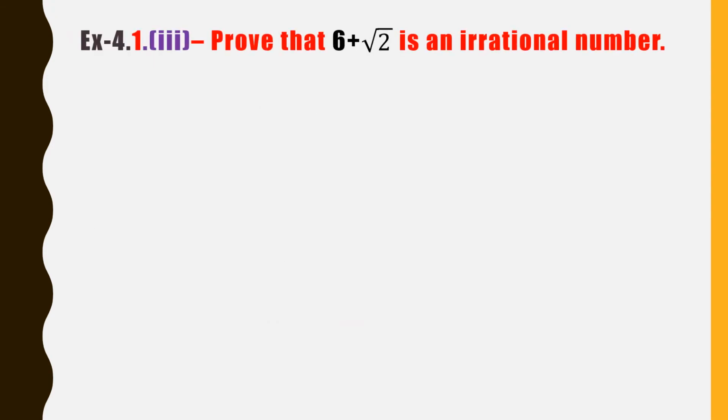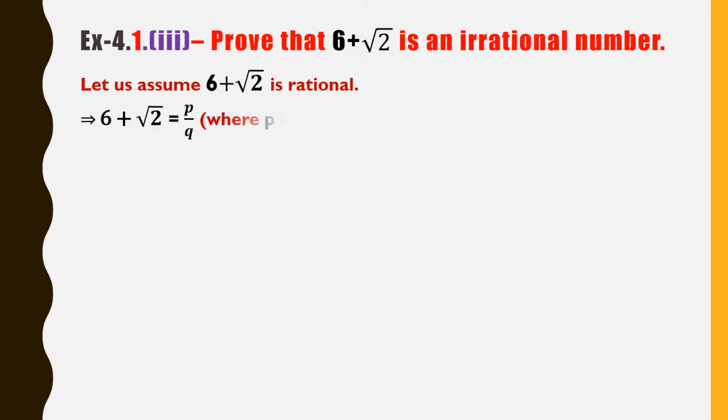So here is your exercise problem. Third one, first bit. Prove that 6 plus root 2 is an irrational number. Here I took the plus symbol. See, when there is a plus symbol, put this here only and send the q there. Okay. Let us assume this as a rational.